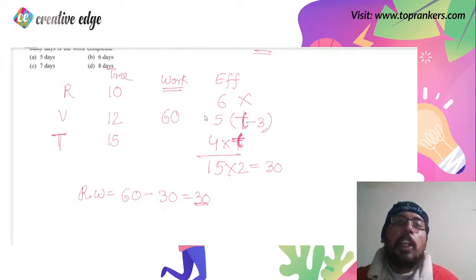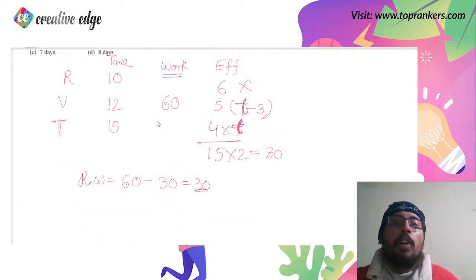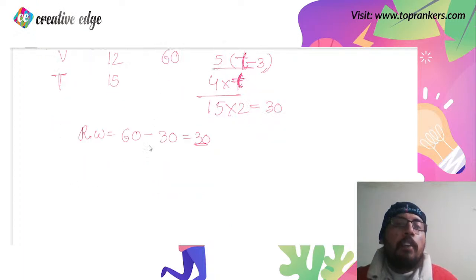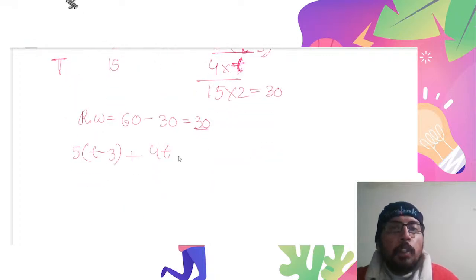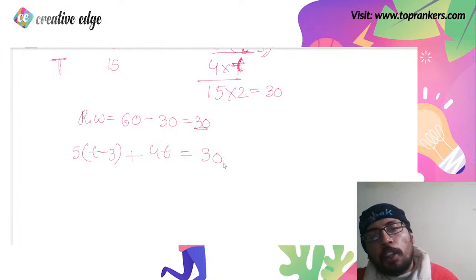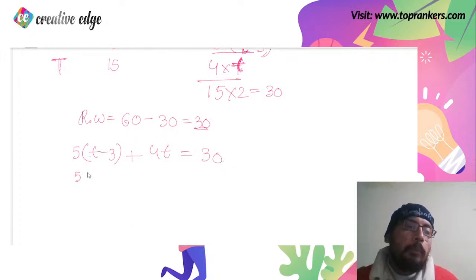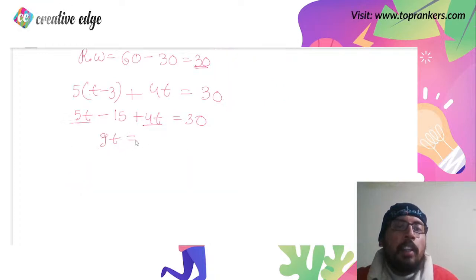So the remaining work is done by Vicky and Tinku. How much work did they do? They did 5 into t minus 3 plus 4 into t, equal to the remaining work, 30. So 5t minus 15 plus 4t is equal to 30. So 5t plus 4t is 9t, and minus 15 will be added there, it will be plus 15. That means we get 45, 9t is equal to 45.